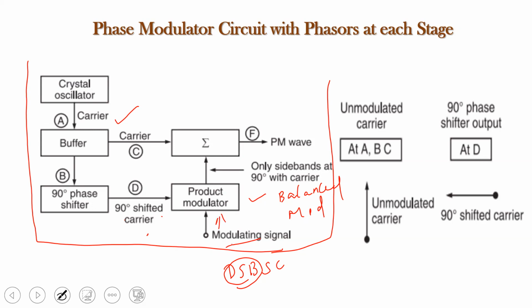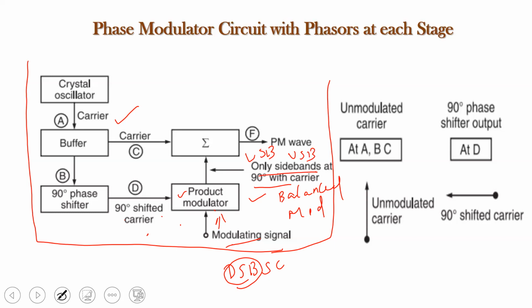So once this 90 degree shifted carrier and this message signal are applied to the product modulator, at the output of this product modulator we are going to get only the sidebands. That will be the lower sideband as well as the upper sideband. Only two sidebands are generated at the output of this product modulator.